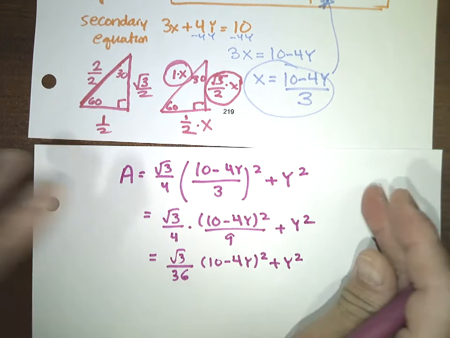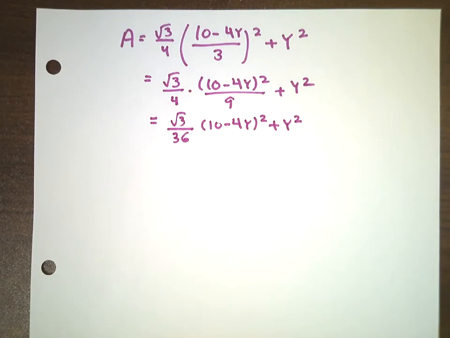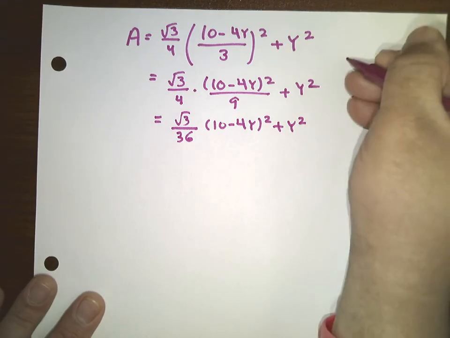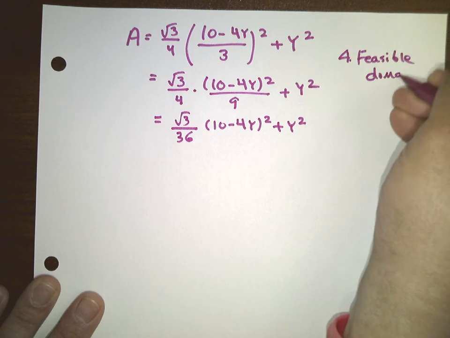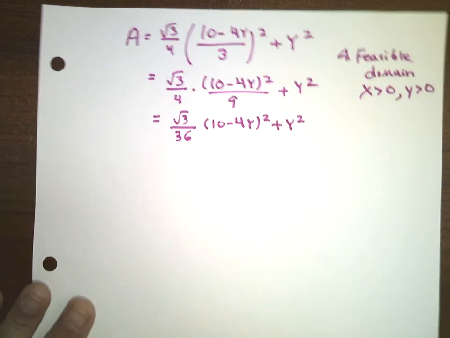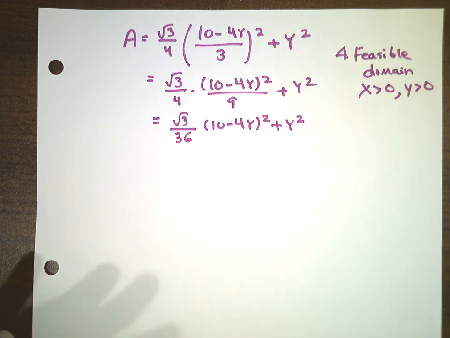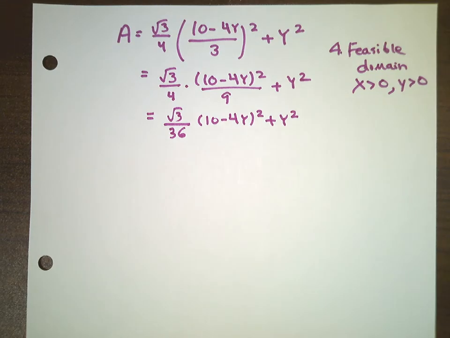The one thing that I do want you to be mindful of, again, is the feasible domain. So for step 4, the feasible domain is x is greater than 0 and y is greater than 0. The sides of the triangle and the sides of the square both need to be positive. All right, so now all we need to do is find the derivative here.